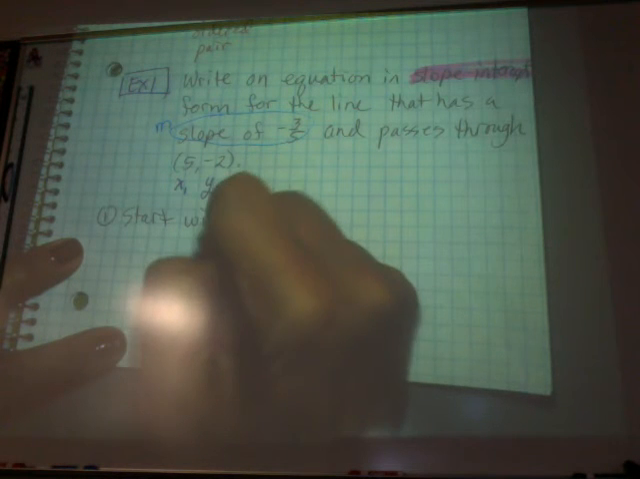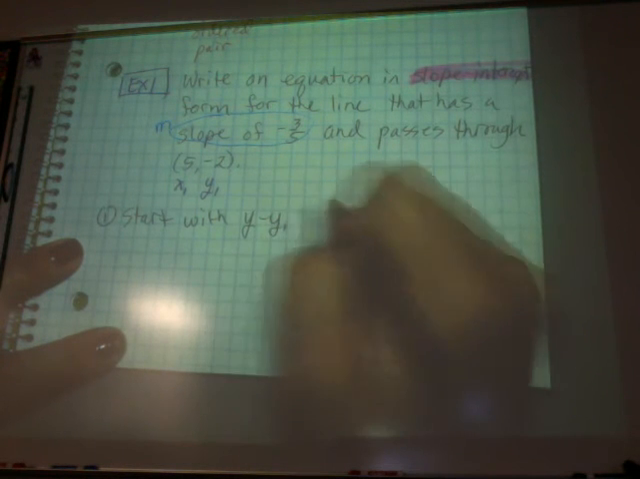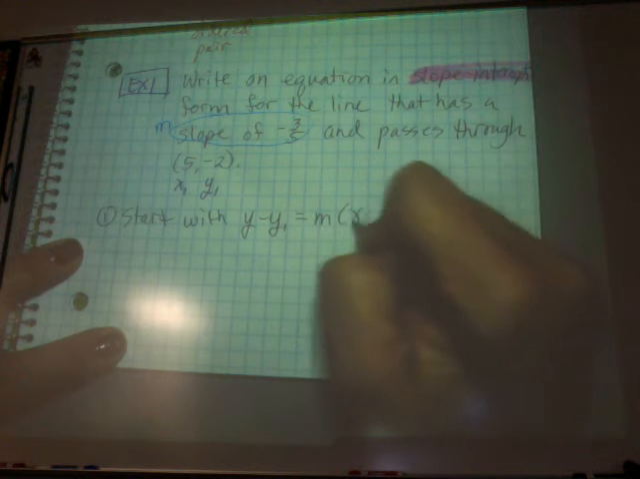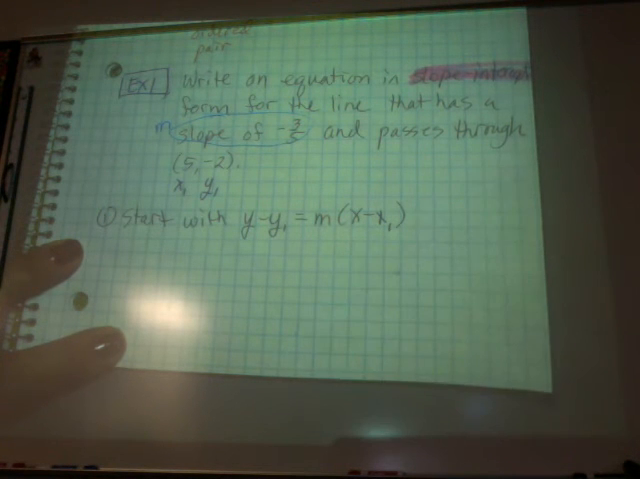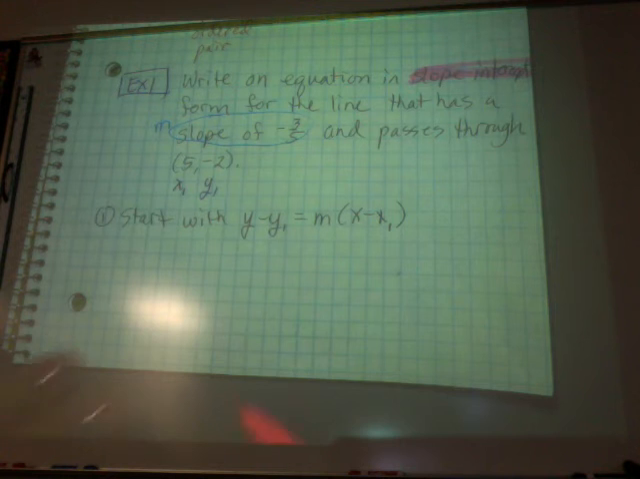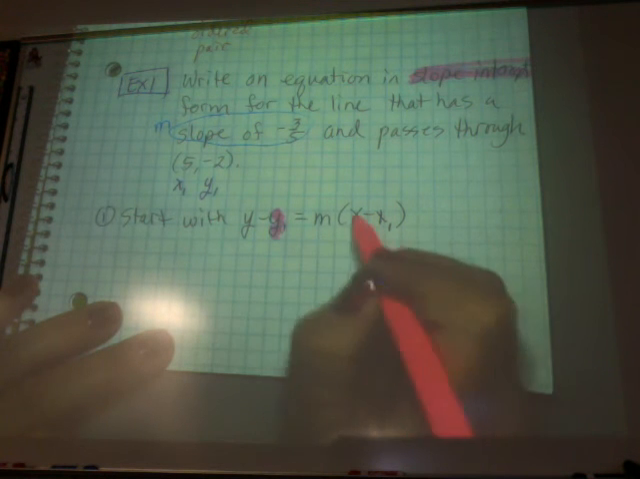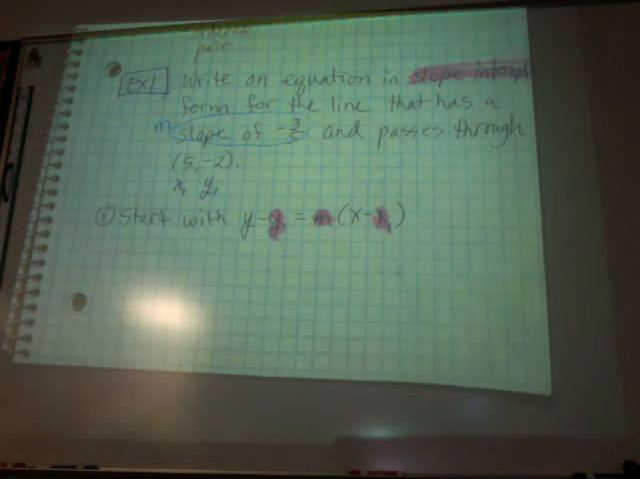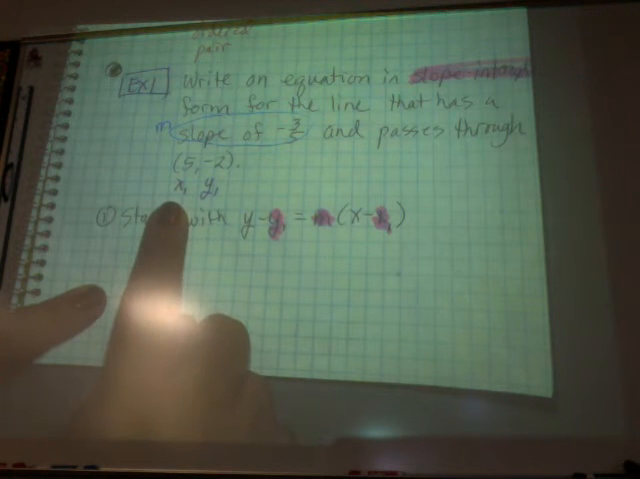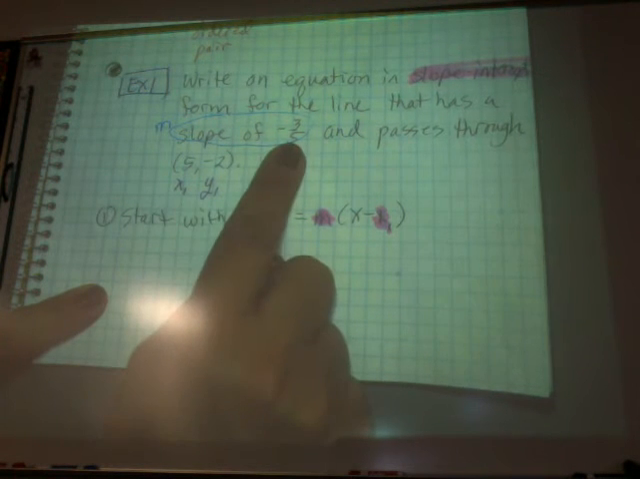So step 1, you're going to start with y minus y sub 1 equals m times x minus x sub 1. You will only plug into y sub 1, m, and x sub 1. You will plug in those values, and we found them up here. Here's x sub 1, here's y sub 1, and here's your m, your slope.